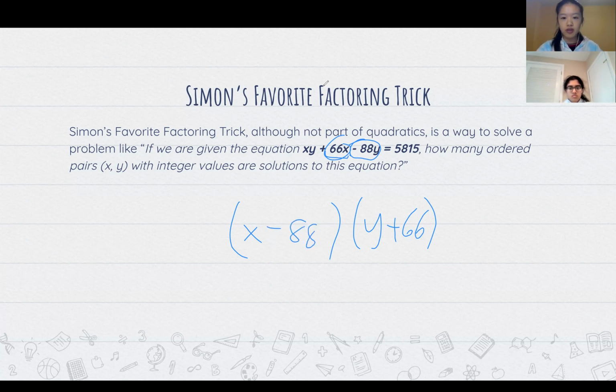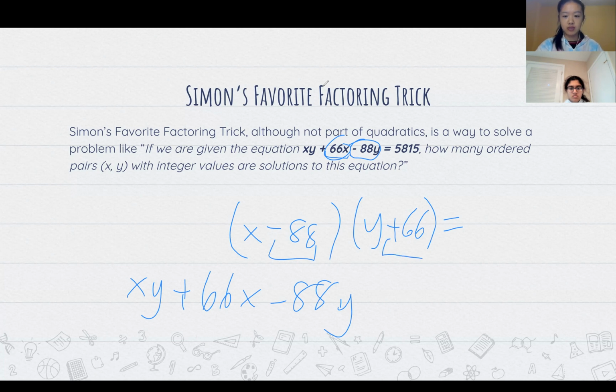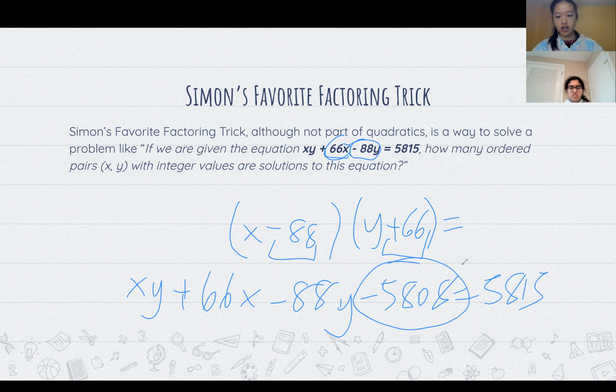However, the problem is when we multiply this out, we get xy plus 66x minus 88y. And then we have this extra value because of the -88 times 66. So it ends up being minus 5,808 equals the original value. But this equation still isn't right because we have this extra value here. So basically all we're doing is factoring it out and trying to make it balanced. So this comes from the original equation.